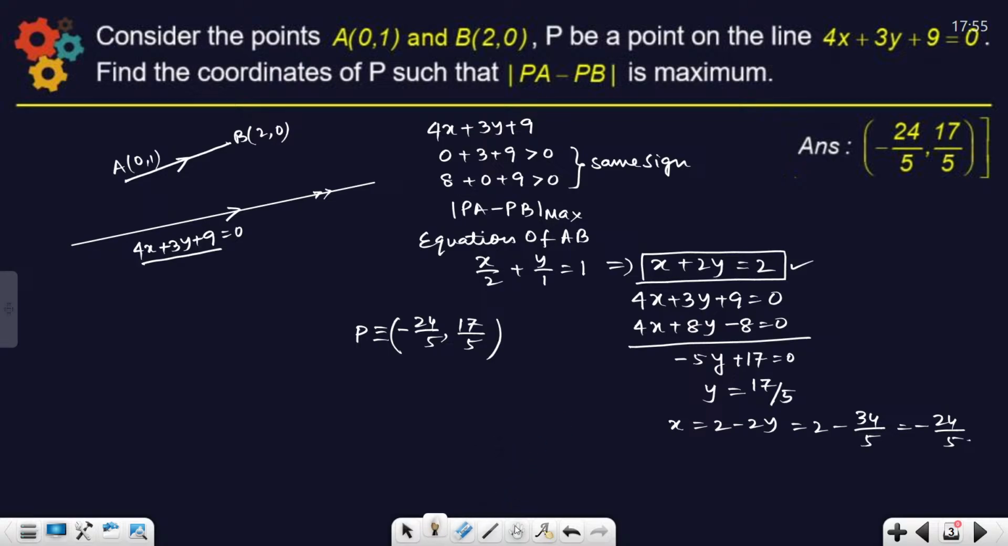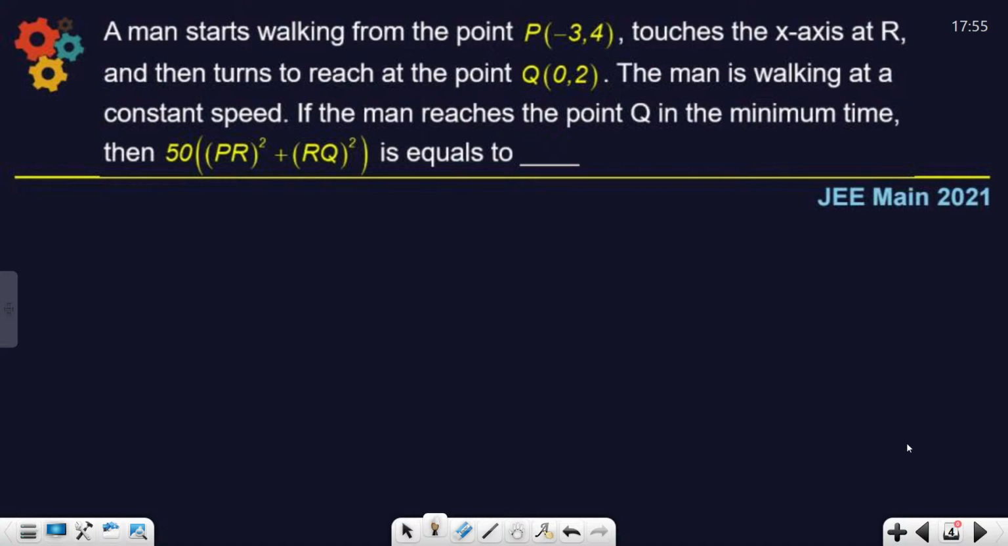Okay, let us move to the next problem. This problem came in 2021. Same sum. Let us see. A man starts walking from the point (minus 3, 4) and touches the x-axis at R.